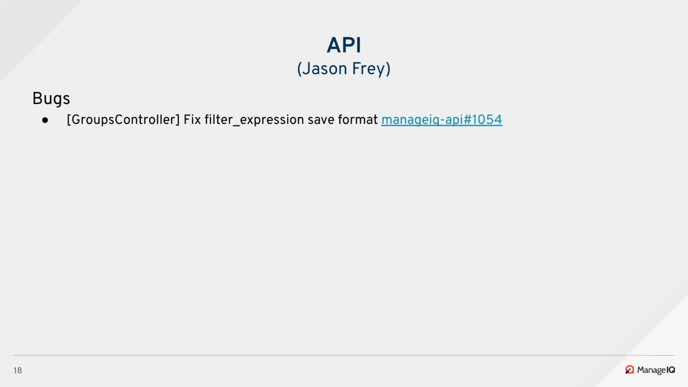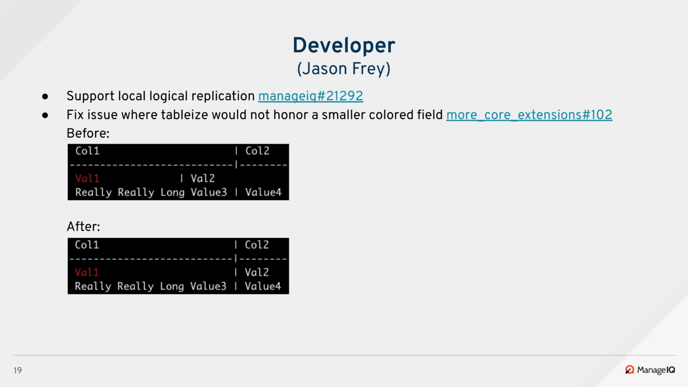Next slide, please. On the API side, Nick fixed an issue with the filter expression save format. In particular, MIQ expressions would come in and not get serialized properly, and this PR fixed that up. Next slide, please.